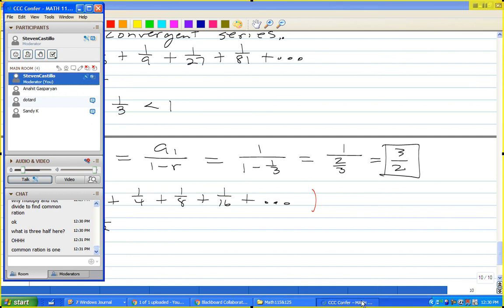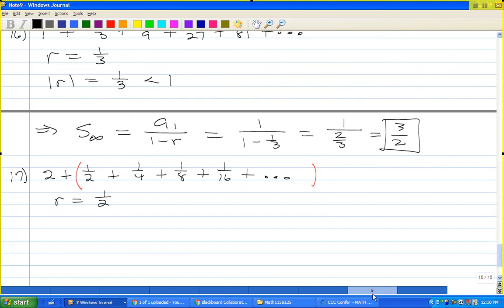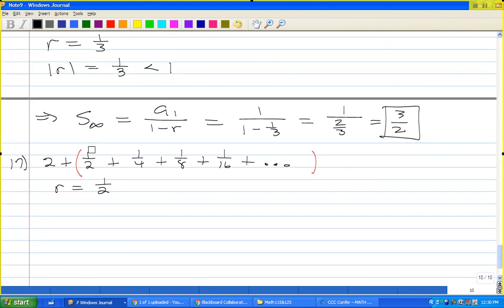No, the common ratio is 1/2. 1/2 times 1/2 is 1/4.